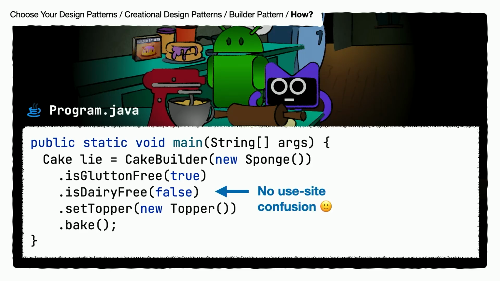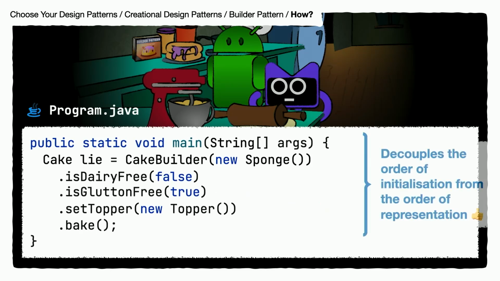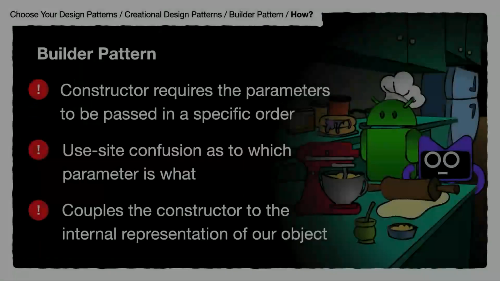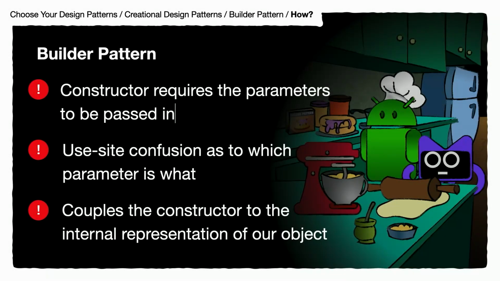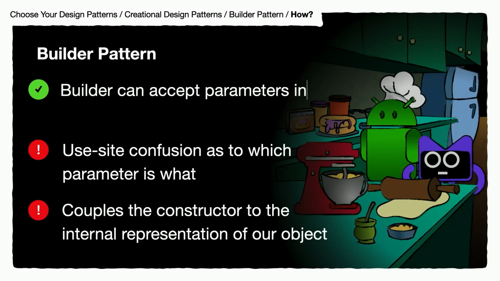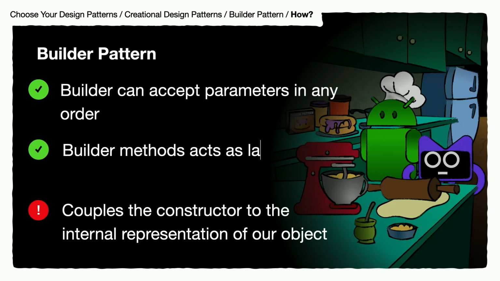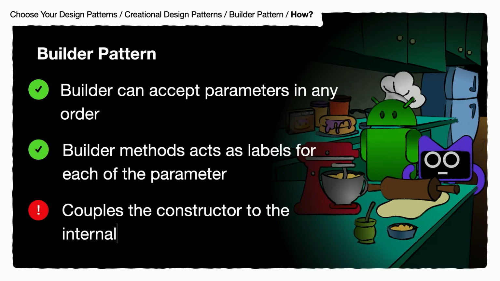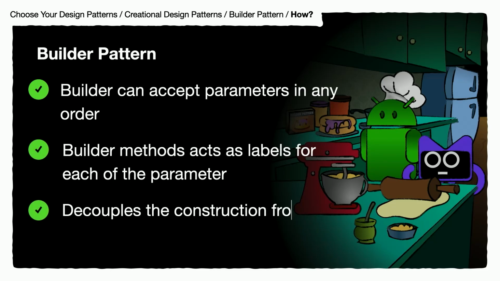Since we are using the builder methods, right now there's no use side confusion. You would know exactly what kind of a cake it is. And since they are just method calls, we can simply swap these around and not worry about which sequence we passed in. So using the builder pattern, the builder can now accept the arguments in any different order. There's no use side confusion as to what parameter is what. And we also successfully decoupled the internal representation from its construction.